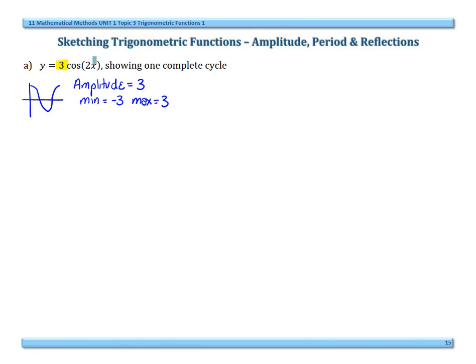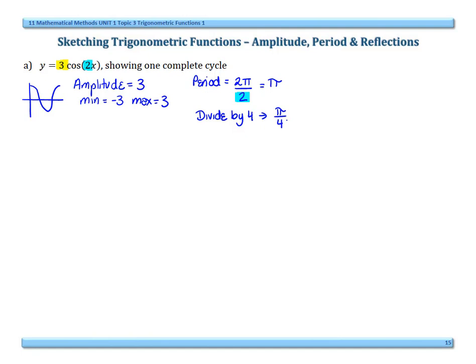Next, I look at the number in front of the variable, in this case x, and that's my period. My period is always 2 pi divided by whatever that number is. So that's where my 2 goes. 2 pi divided by 2 is pi. For my graph, I then divide the period by 4. So I have pi over 4.